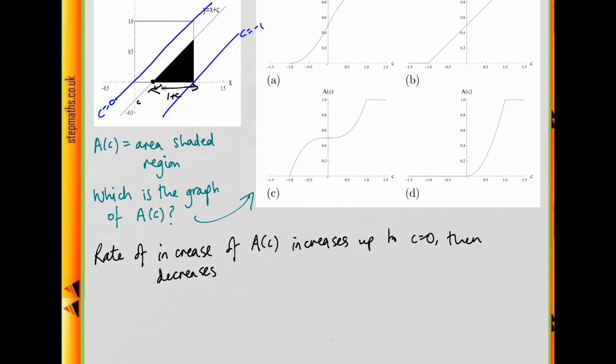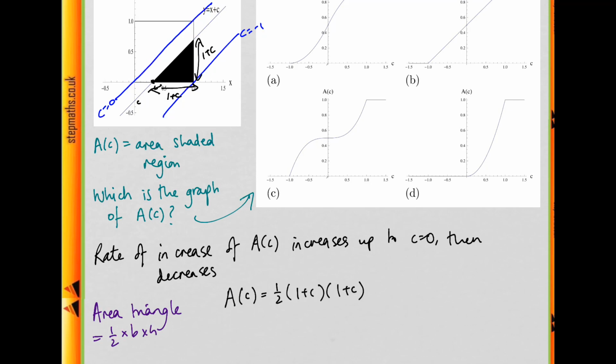Because the gradient of this line is just 1, this height is going to be 1 + c too. The area of a triangle is a half times its base times its height, so A(c) is a half times (1 + c) times (1 + c), for c between -1 and 0. So in this range, A(c) behaves a bit like an x squared graph, and the coefficient of the c squared term is positive.